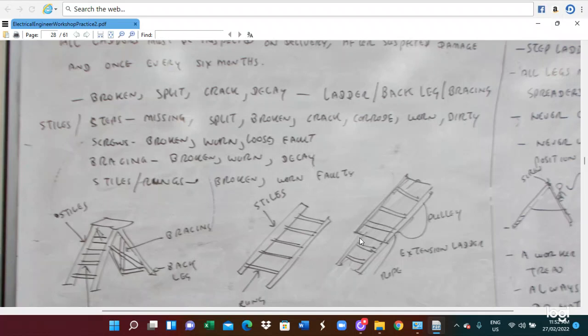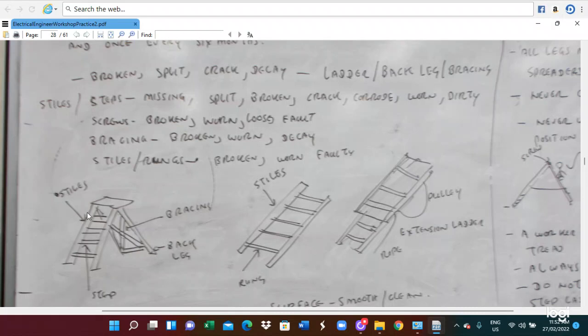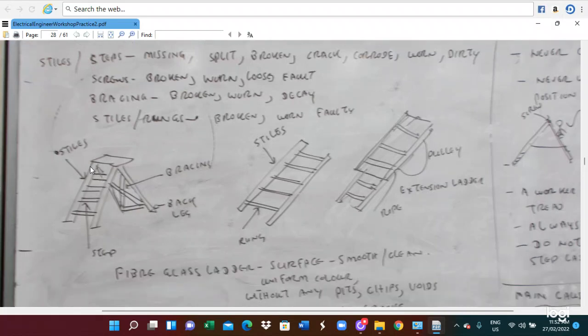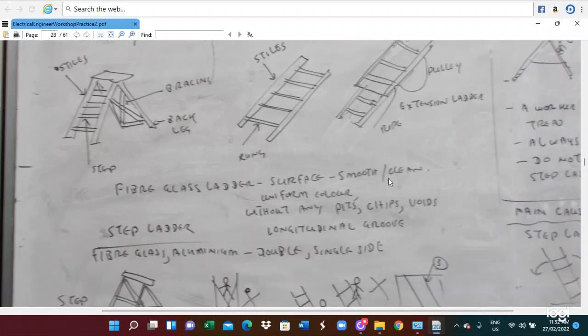You have to check the ladder rungs. So this is the ladder component of the ladder. This is for the tie, the stock, the bracing; those things have to be checked properly. And also the stiles and the rungs, you have to check for decay or breakage.